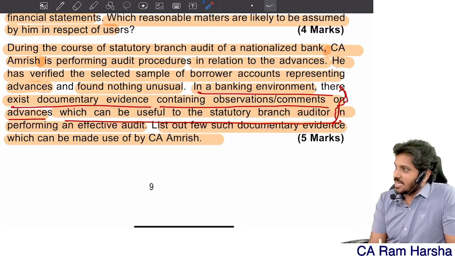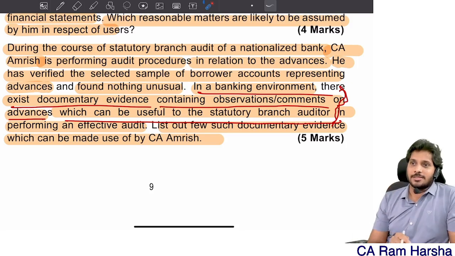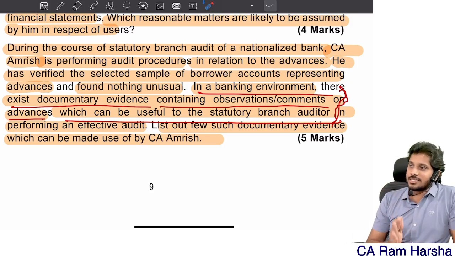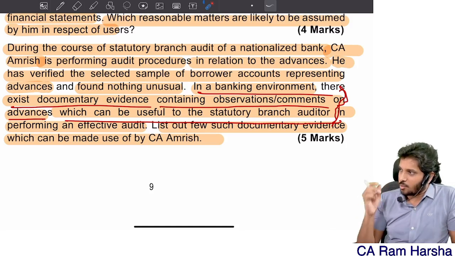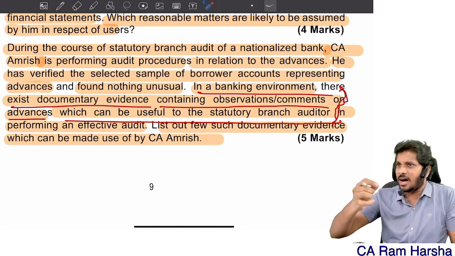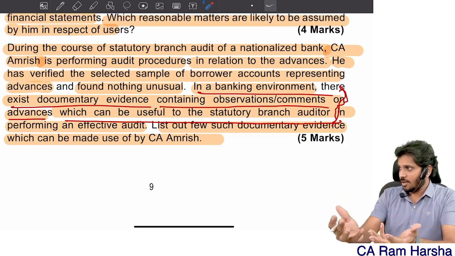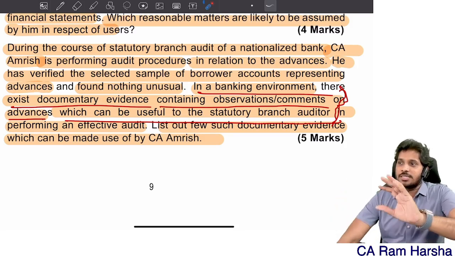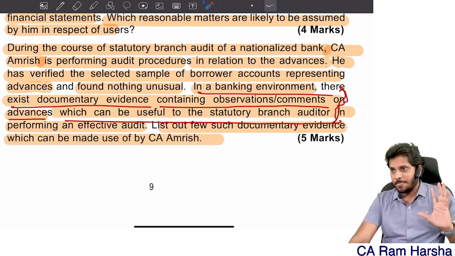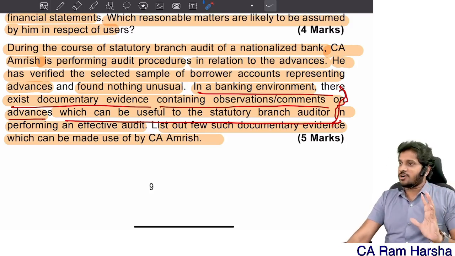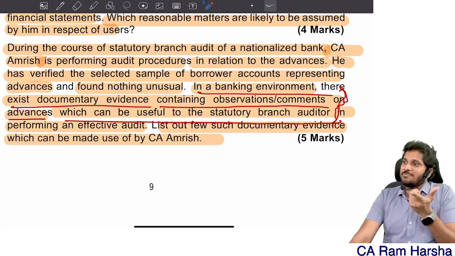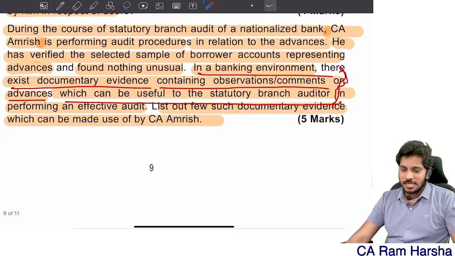So what exactly are they asking? Whenever you're reading a question, think twice about what exactly they're asking. Are they asking how to verify advances, or something else? In these bank audit chapters, there is a possibility of tricky questions like this. Not just bank audit, you have to be alert and skeptical when you're reading questions. That's it. Next.